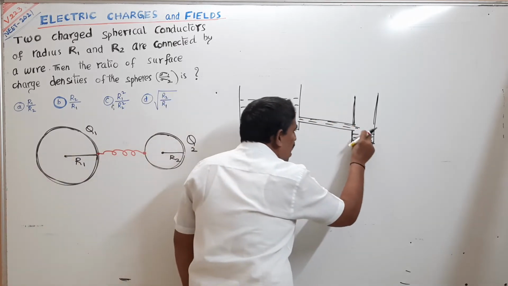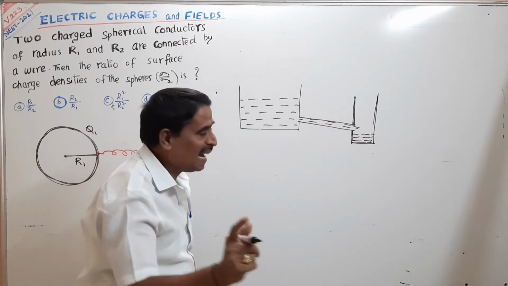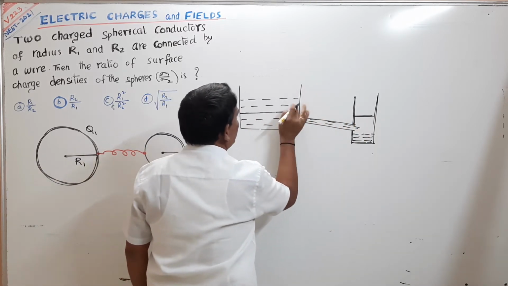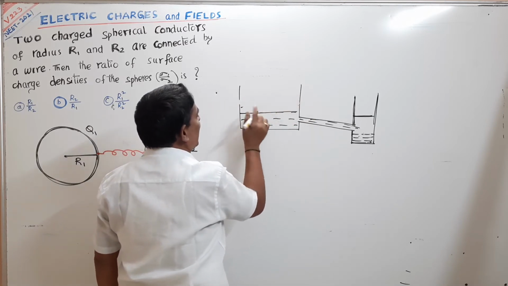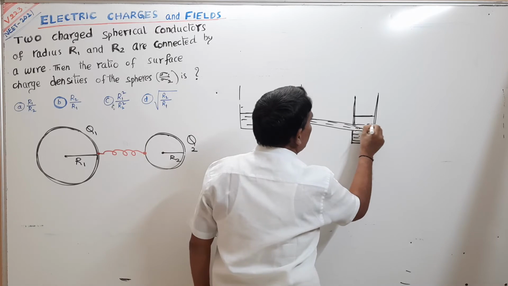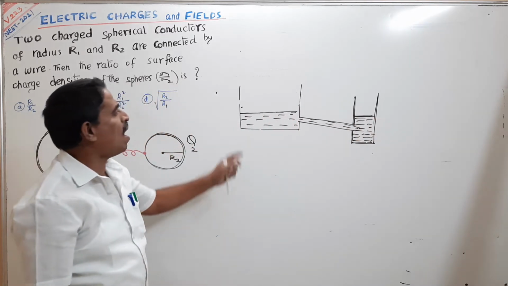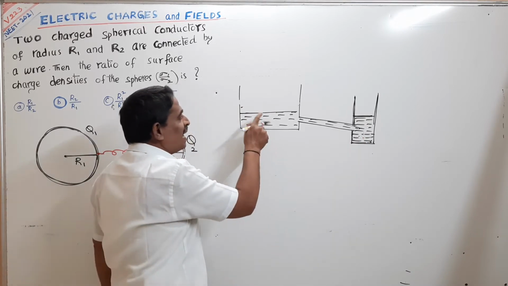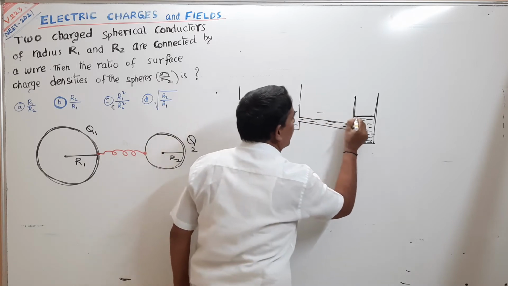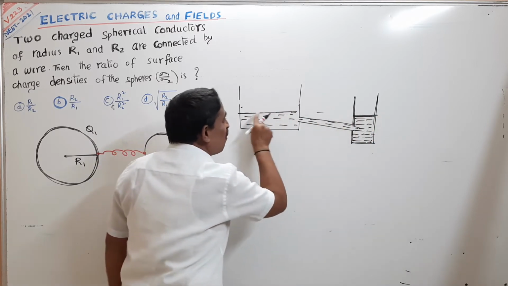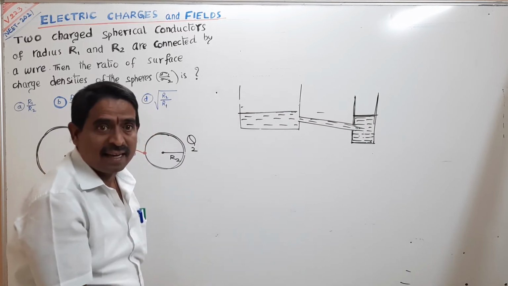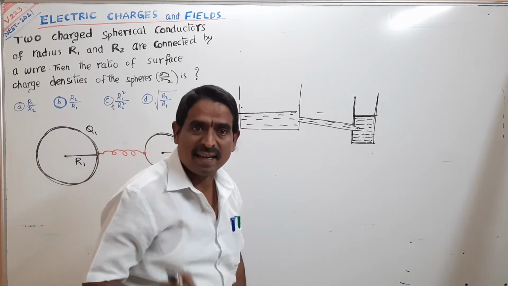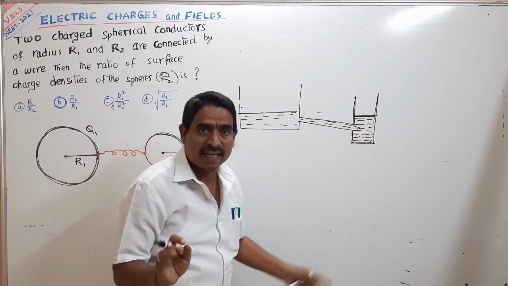This flow of water takes place until these two water tanks attain the same water level. Water flows from one tank to another tank until their water levels are equal. Then the flow of water is stopped.